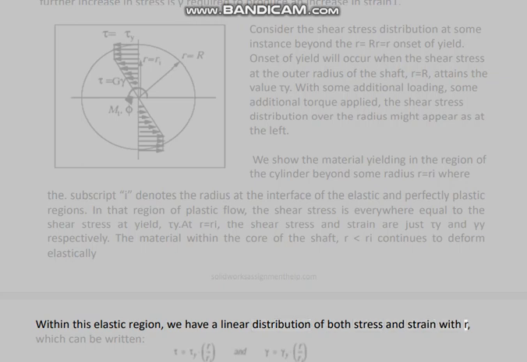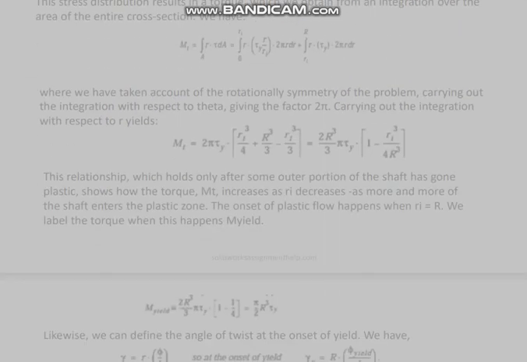Within this elastic region, we have a linear distribution of both stress and strain with r, which can be written. This stress distribution results in a torque, which we obtain from an integration over the area of the entire cross-section. We have taken account of the rotational symmetry of the problem, carrying out the integration with respect to theta, giving the factor 2π.